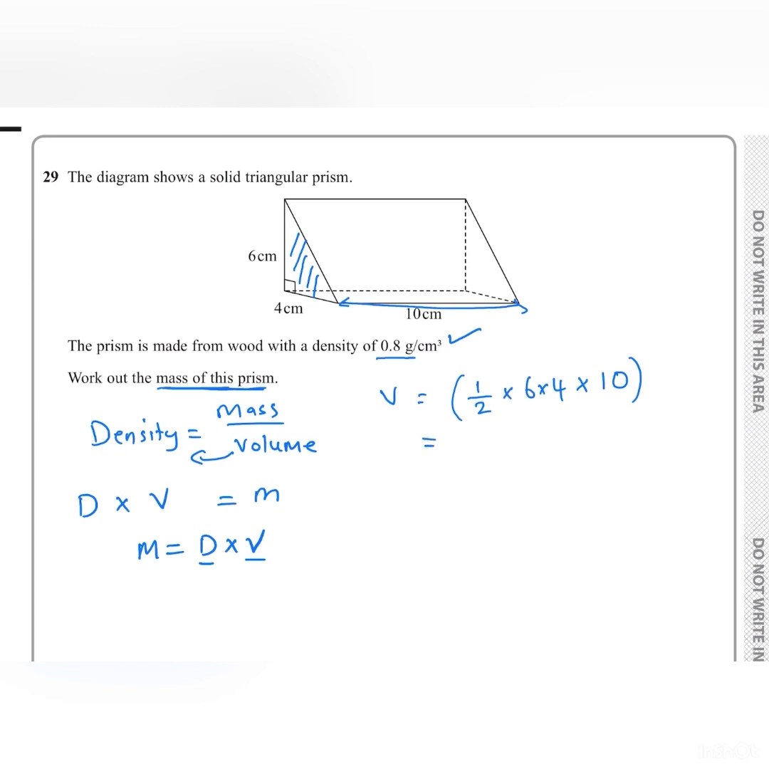So we can work this out on the calculator. 6 times 4 is 24, half of that is 12, and 12 times 10 is 120 cubic centimeters. And now put this information into this formula. So mass equals density, 0.8, times 120, and that's 96. So that would be 96 grams, the answer for this.